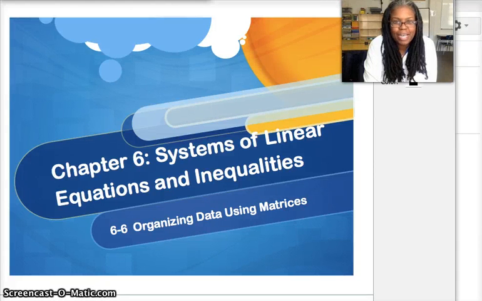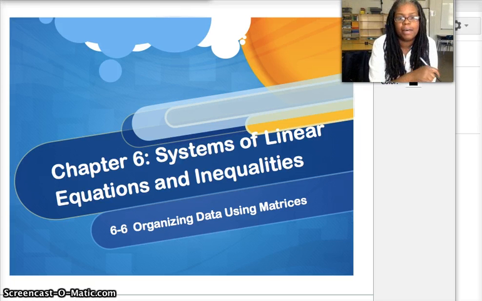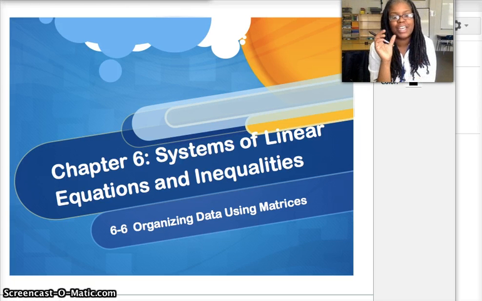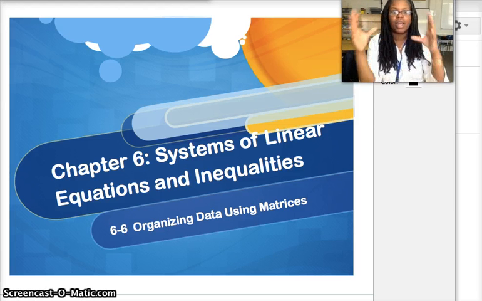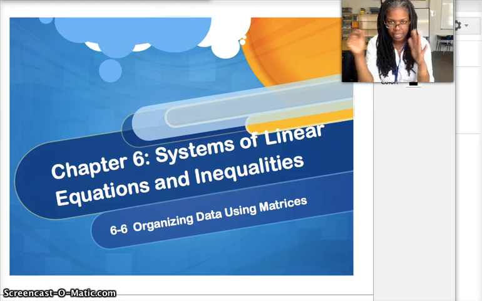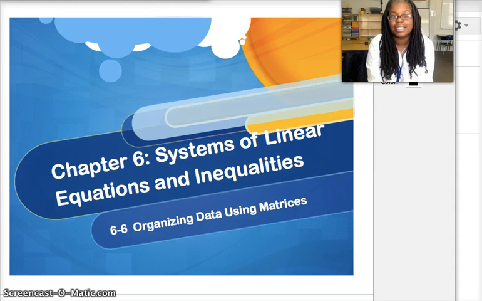Hey friends, we're in chapter 6 and we're looking at section 6.6, and we're going to talk about something that's going to seem off topic, but then it'll be back on topic. We're going to talk about organizing information or data using matrices. Matrices are just an array of numbers, so you're writing numbers in lines and columns, and you might have an internal understanding of what those lines and columns mean. It'll make perfect sense. Here we go.